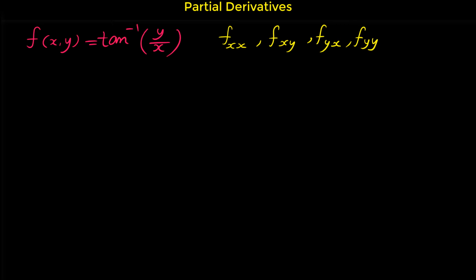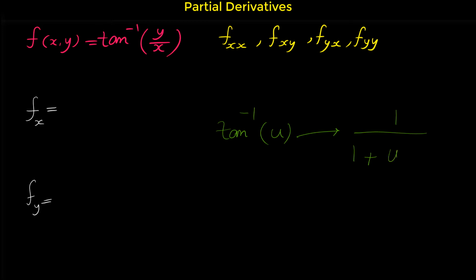For finding second partial derivatives, first we have to find the first partial derivatives. So we have to start with f sub x and f sub y. Before we start, let me remind you the formula of derivative of tangent inverse. Derivative of tangent inverse of an expression, say u, is 1 over 1 plus u squared. So derivative of tangent inverse of y over x based on this formula is 1 over 1 plus u squared.